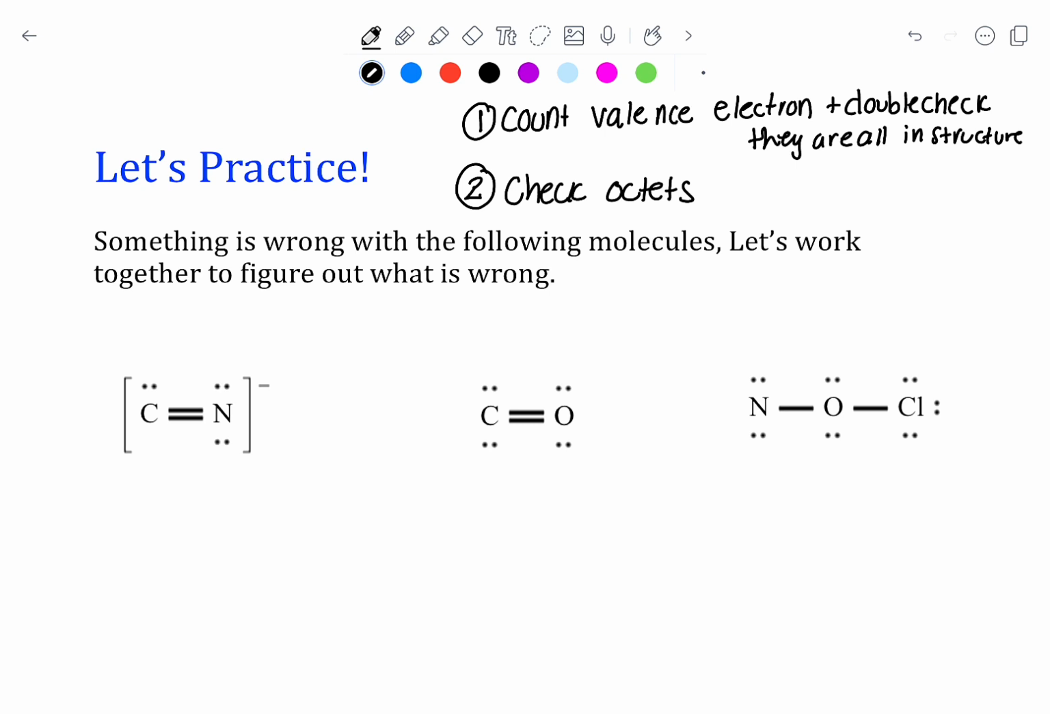Okay, so if we have C and N, carbon has 4, nitrogen has 5. There's a minus charge on there, so that's 10 total electrons. Let's count up our electrons in this structure. 1, 2, 3, 4, 5, 6, 7, 8, 9, 10. So we have all 10 electrons. So now let's check our octets. My carbon only has 6 electrons. My nitrogen has an octet.